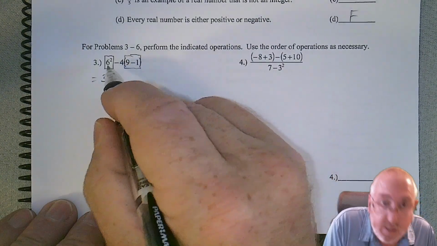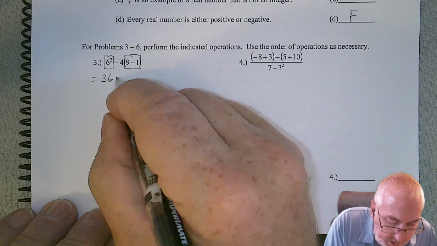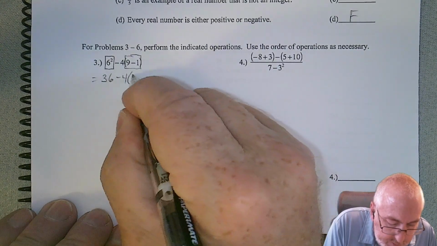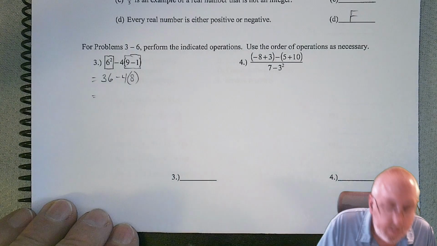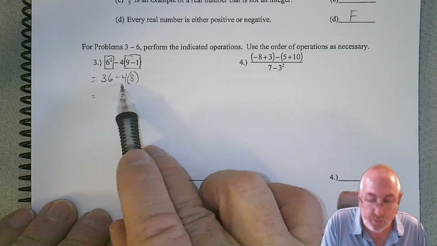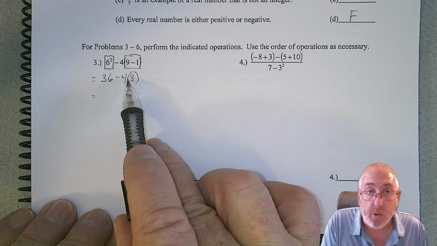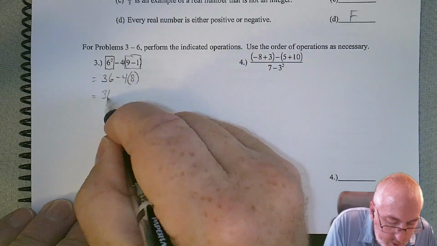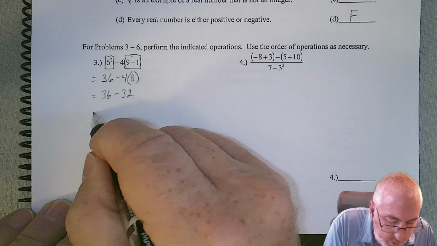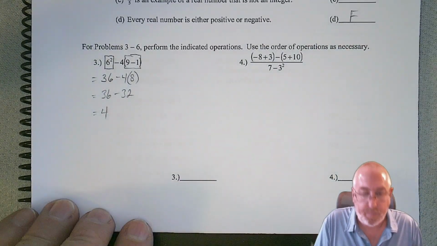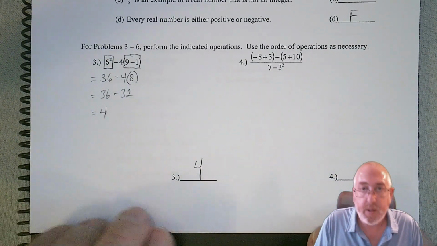So we got 36, 6 times 6, minus the 4 times the 8. So now from here, we can't do this subtraction because order of operations says we need to multiply first. So multiplication would go next. So 36 minus 32, which we know is 4. So 4 should be the answer.